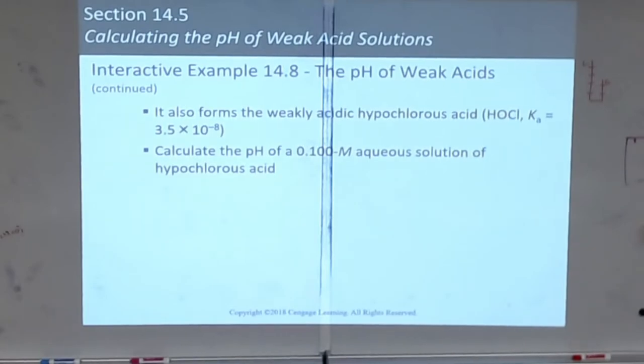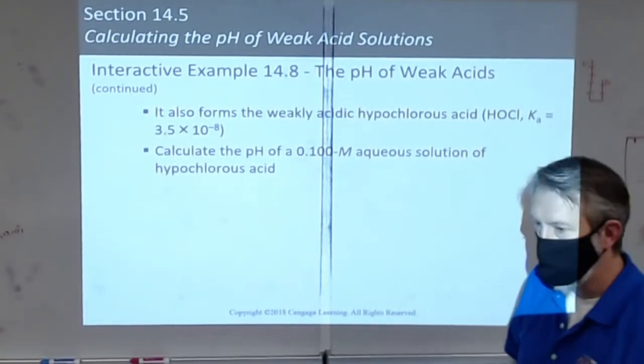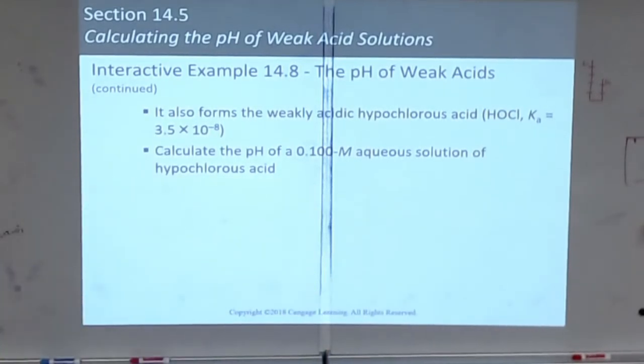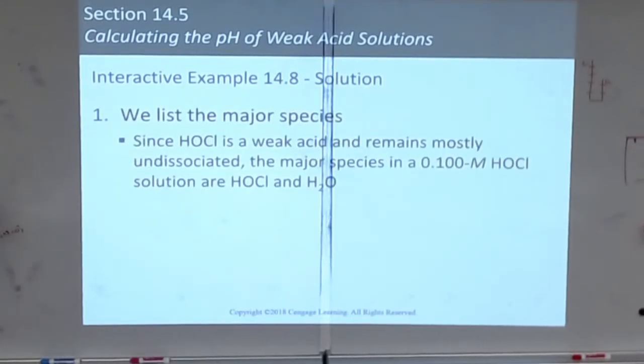So let's set it up. First of all, is there a question? Oh, okay. First of all, who is going to be contributing the most number of hydrogen ions in this situation? I've got water. Water's got a Kw of 10 to the what? Negative 14, compared to 10 to the minus 8th. So who's going to be contributing more? Hypochlorous acid. So we're going to assume that's going to be the dominant. Okay. Oh yeah, we need to list the major species.